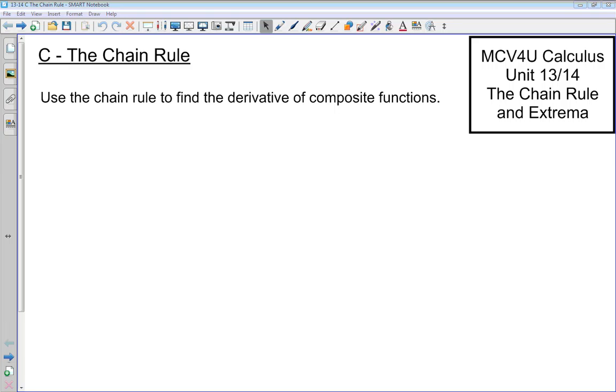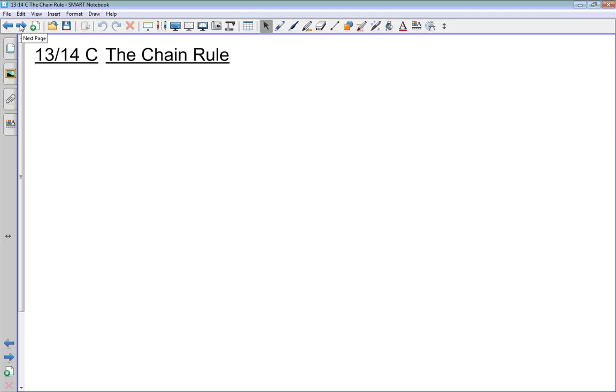So in this lesson, we're going to be taking a look at the chain rule. By the end of this lesson, you should be able to use the chain rule to find the derivative of composite functions. When we're talking about composite functions, what we talked about in the last lesson was not so much doing the composition of two functions, but doing the opposite: taking a complex function and thinking of it as two functions that had been combined together using composition.